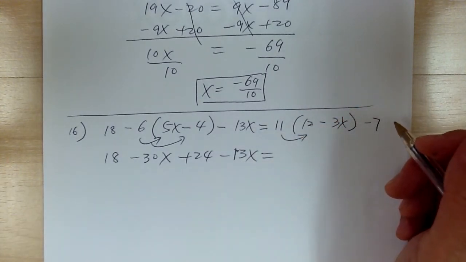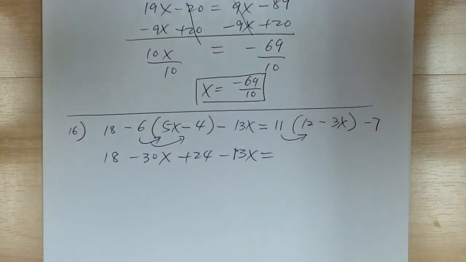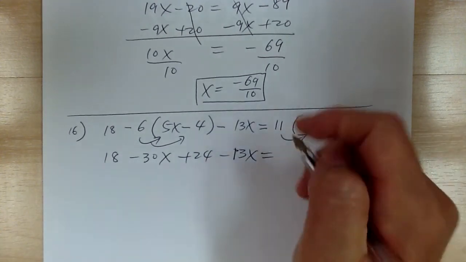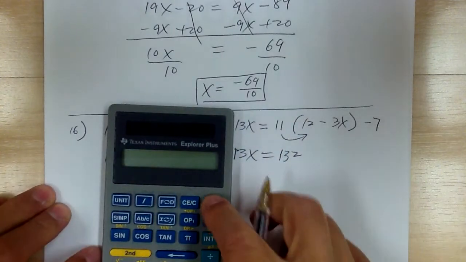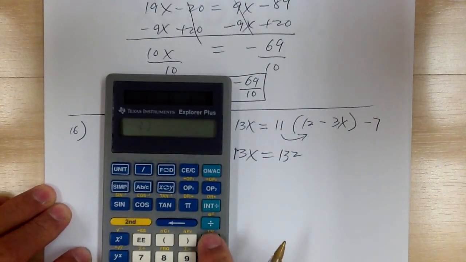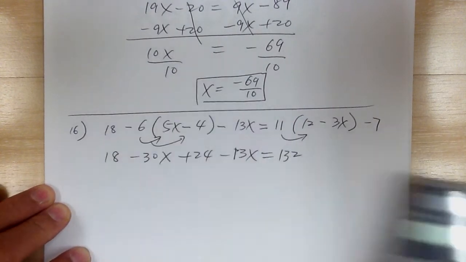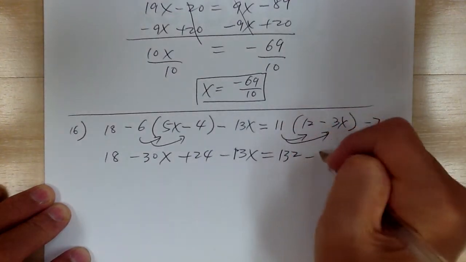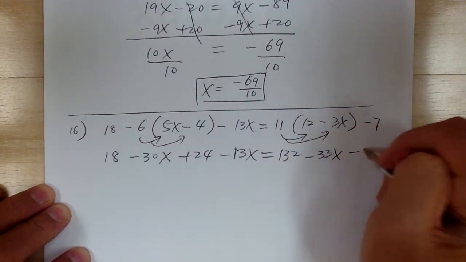So this test you're allowed to use a calculator. So you can use a calculator to multiply out. This should give you 132. Just double check: 11 times 12 equals 132. Multiply minus 33x minus 7.